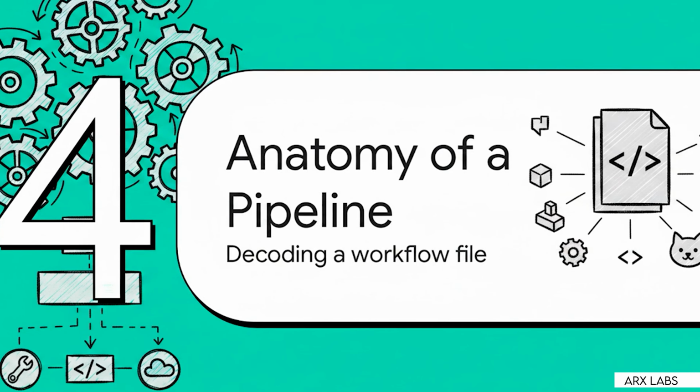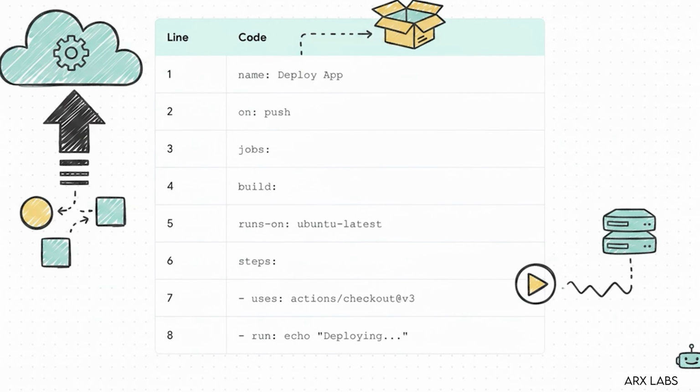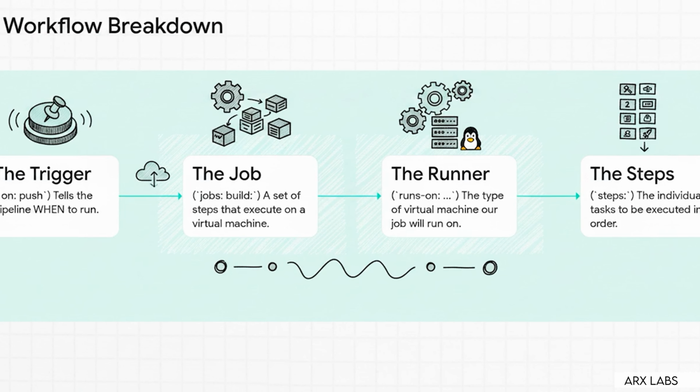All right, enough talk. Let's actually get our hands dirty and look at some code. We're going to build our very first workflow file line by line. Okay, here it is. Take a look. It's just 8 lines of code. That's it. This is a complete working pipeline. Now, if you've never seen YAML before, it might look a little weird with all the spacing, but trust me, in just a minute, every single one of these lines is going to make total sense. I promise. Let's break this down.